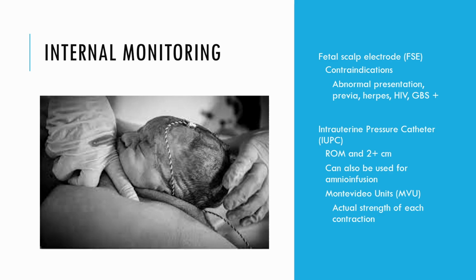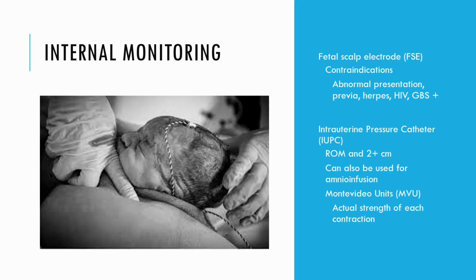An IUPC, an intrauterine pressure catheter, is something that can get placed. I have one of these I'll show you in Skills Lab. This can get placed, and it tells us exactly how often and how strong her contractions are. So sometimes when we're using external monitoring and we're using the TOCO, maybe we can't get her contractions to pick up correctly. Or maybe we need to know exactly how strong they are.